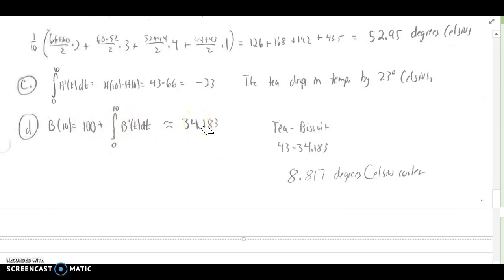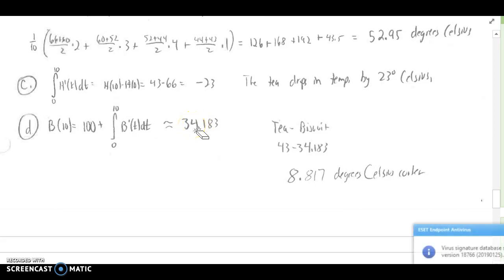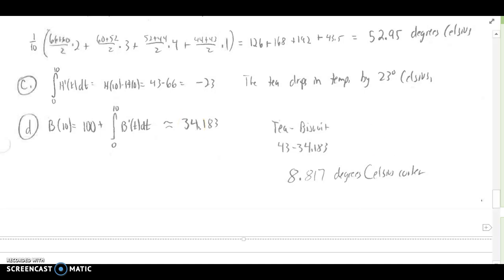And the question says, how much cooler are the biscuits than the tea? So at the end of this time, the biscuits are 34.183, and we had that the tea was 43 degrees at the end. So if we subtract them, we get that the biscuits are 8.817 degrees cooler than what the tea was.